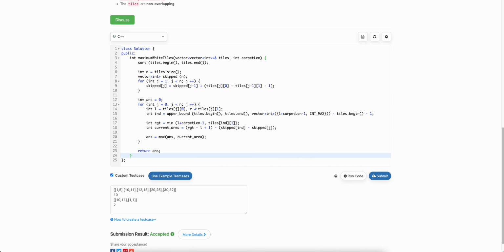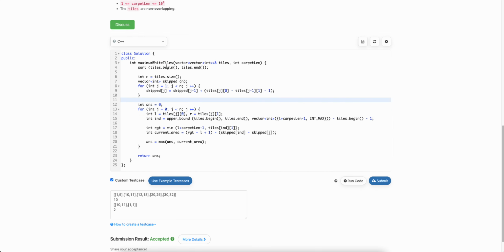Let's just look at the code. The code is very simple. We sort the tiles. We then find the skipped part, and this is the prefix sum that we have calculated. Skipped of j is equal to skipped of j minus 1 plus the starting position of this tile minus the ending position of the previous tile, minus 1, because both are inclusive.